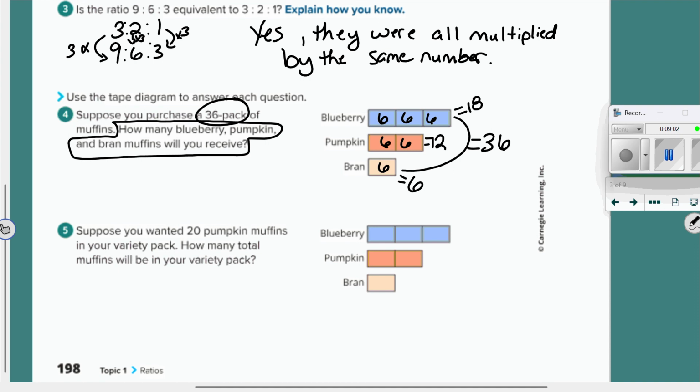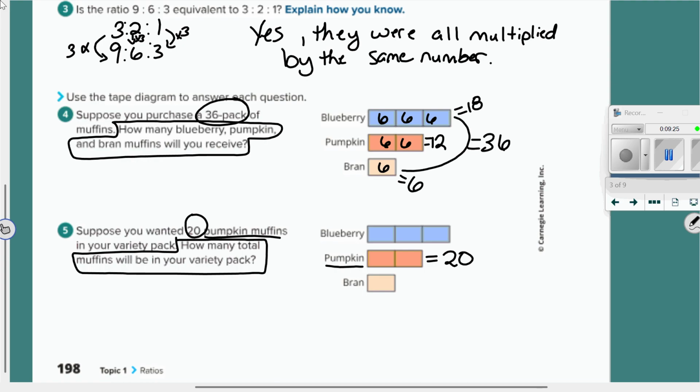Suppose you wanted 20 pumpkin muffins. How many total muffins will be in your pack, or how many will you have to purchase? So it gives us 20. Does that mean that they're only buying 20 muffins? No. What are they buying 20 of? Pumpkin. So I find pumpkin, and I know it is 20. Well, this time I only have how many pieces? 2. I have 2 pieces for pumpkin that I am breaking that 20 into.